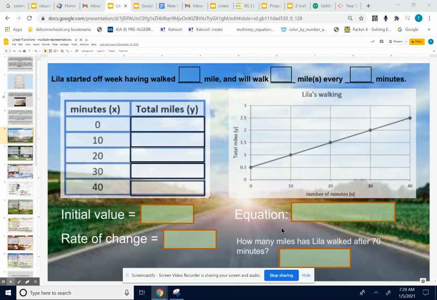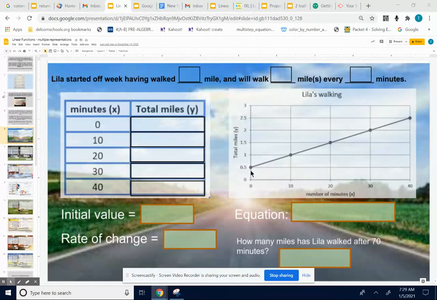Okay, let's look at the Lila problem. We're thinking about slope and y-intercept, or rate of change and initial value, same thing, as we complete this slide. What I would do is look at the part that's given first. The graph is given.